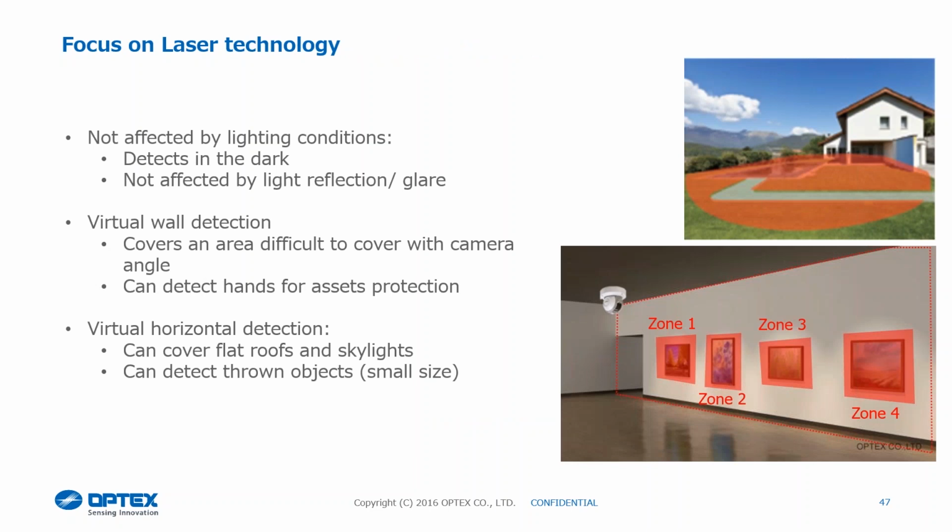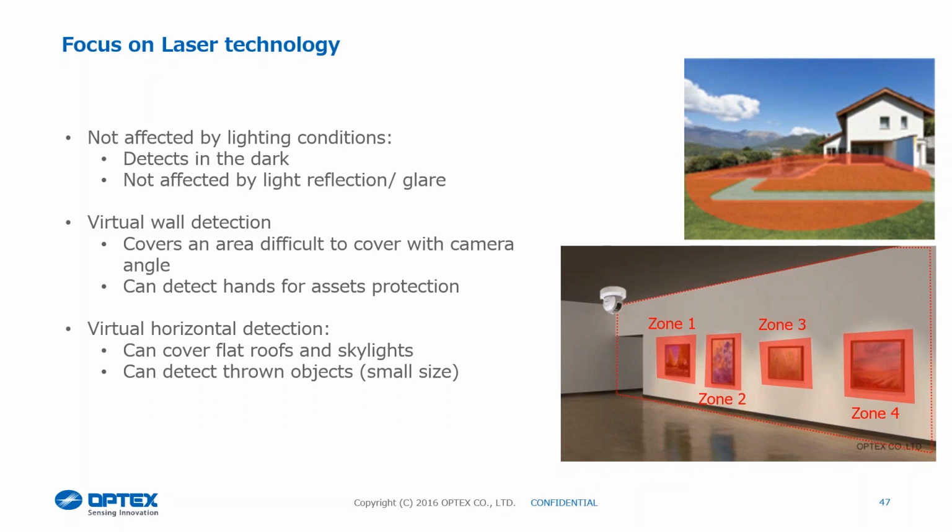Then with the RedScan, because we're transmitting this laser light, it's not affected by any light levels. It doesn't need any light, so we can work in black dark and high sunlight levels. So we pulse that laser out, and it's just our own light that we're pulsing out and picking up the reflection of. So we're not affected by any light, any reflection, any glare, or whether it's dark or light. It can be used for virtual wall detection.